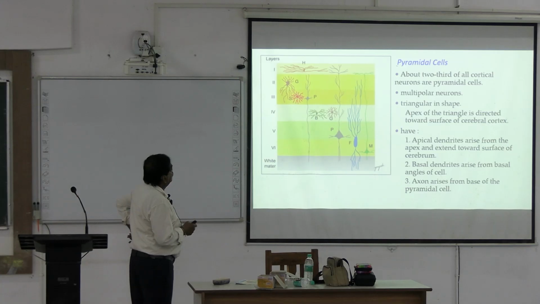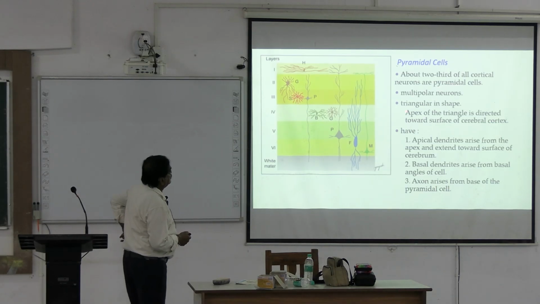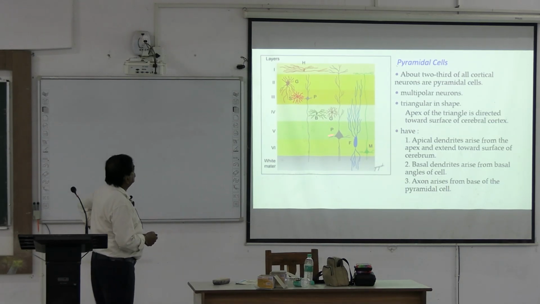Pyramidal cells: about two-thirds of the cortical neurons are pyramidal cells, multipolar neurons, triangular in shape, and the apex of the triangle is directed towards the surface of the cerebral cortex. They have apical dendrites, which arise from the apex and extend towards the surface of the cerebrum. Basal dendrites are from the basal angles of the cells. Axon arises from the base of the pyramidal cells.